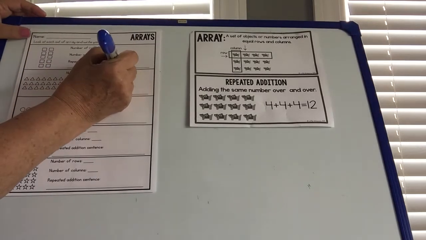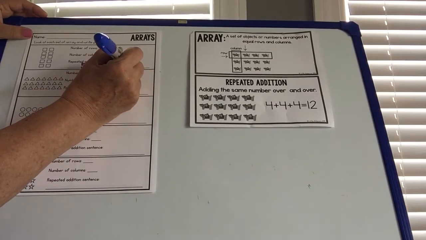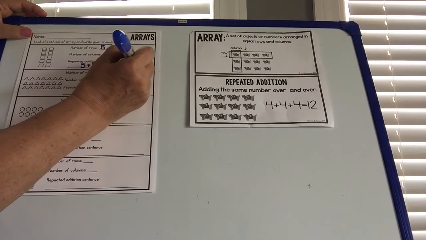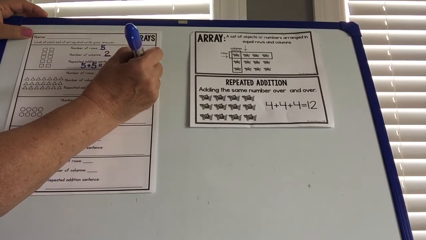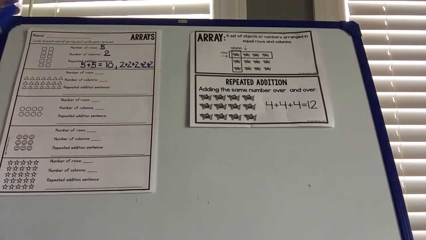You know what? We could try the other way. We know it has to equal 10. So 2, 4, 6, 8, 10. That's right. 2 plus 2 plus 2 plus 2 plus 2. Good job. Let's go on to the next one.